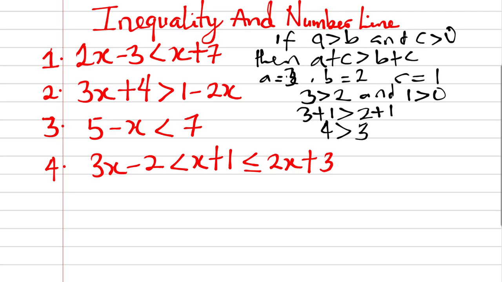The same thing applies to less than. If it is less than, it will also be less than. So you can do that on your own. If A is less than B, and C is greater than 0, then A plus C will be less than B plus C. It is still the same thing. A plus C will still be less than B plus C.